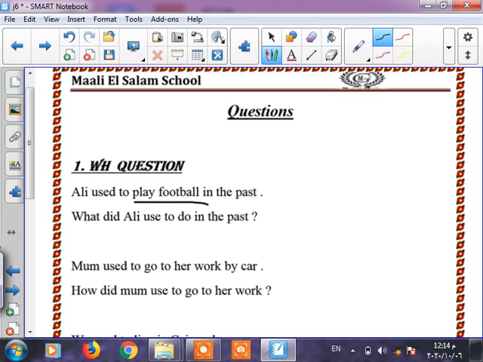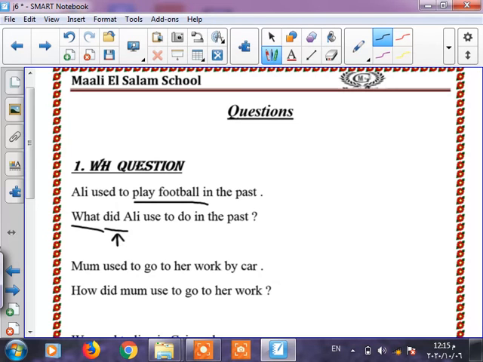Look at question number 2. Mom used to go to her work by car. So now I need to ask about how mom used to go to her work. Mom used to go to her work by what? By car. So by car, means of transportation, I ask with the word how.